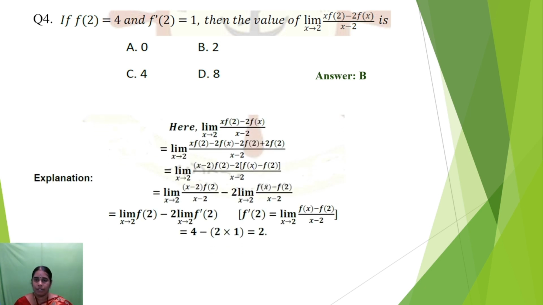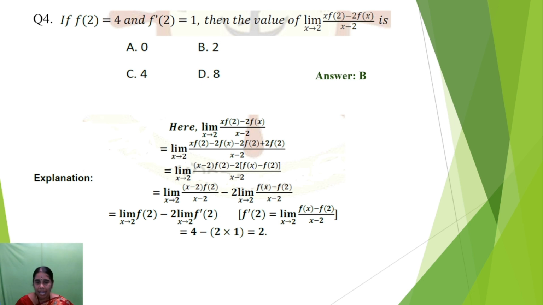See the explanation. The given question is limit x tends to 2 of this expression. We have to add and subtract 2 into f of 2. So limit x tends to 2 of x into f of 2 minus 2 into f of x minus 2 into f of 2 plus 2 into f of 2, subtracting and adding 2 into f of 2. Then we take the first and third terms together; taking f of 2 as common, we get x minus 2.